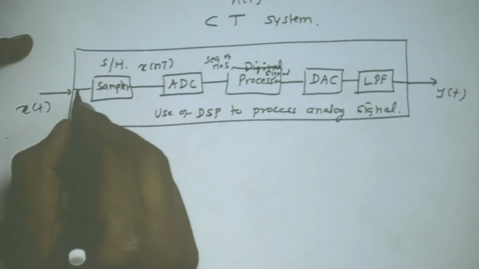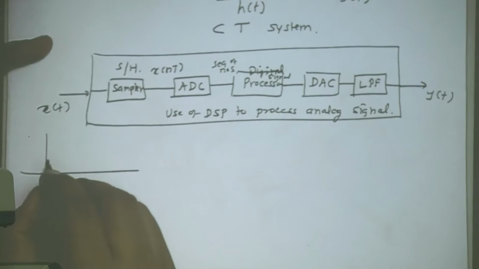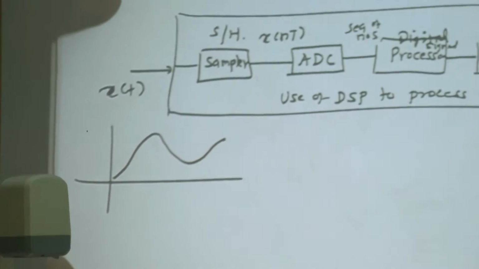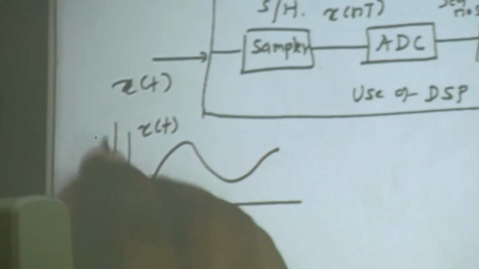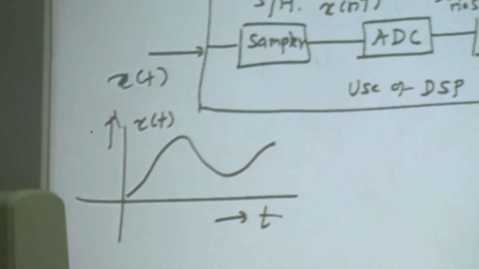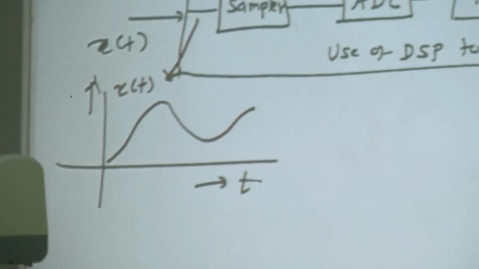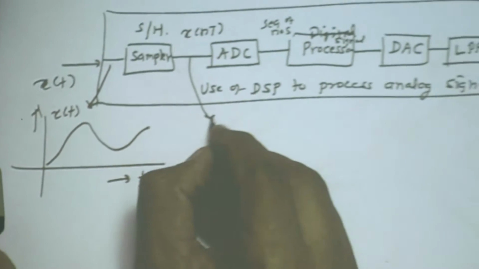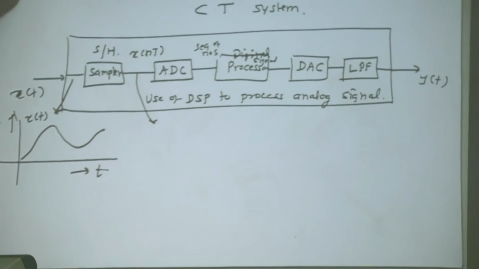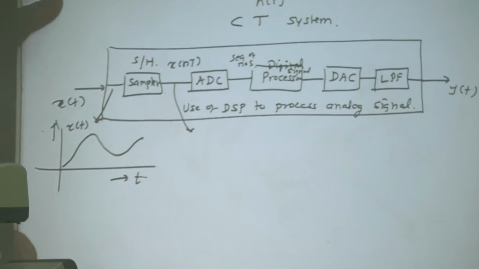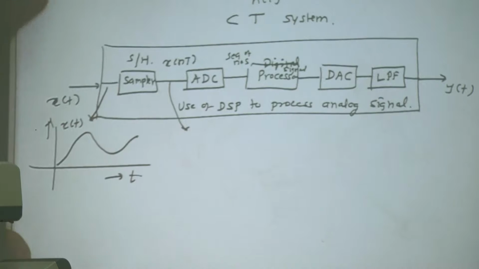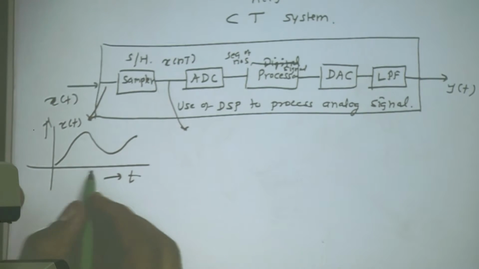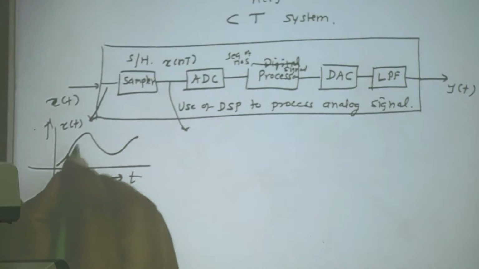Now, what is x of t? I would say x of t is something like this. This is x of t versus t. So the signal available here is x of t. What is the signal available here? Now this is sampled. Sampled means you have only sampled values.